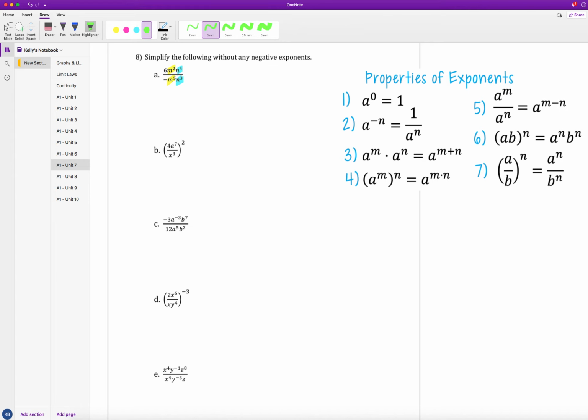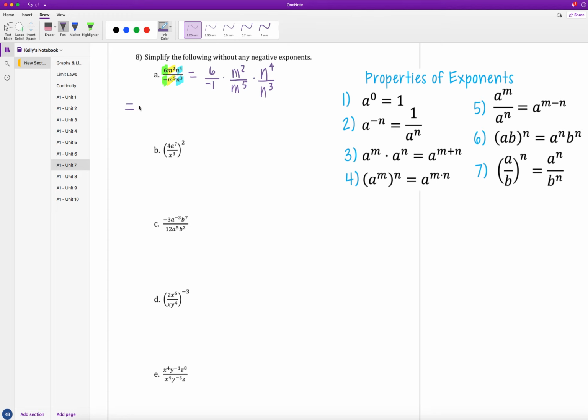The last thing I have to worry about is, well, what happens with the coefficients? I have a 6 and I technically have a -1 in the denominator. Am I able to combine those? Yes, we are. So I'm going to break this apart into each one of these. So we have 6 divided by -1 times m to the second over m to the fifth times n to the fourth over n to the third. That way we can really see each one of these pieces of it. And let's simplify each individually, and then I'll multiply them since they're multiplied to begin with.